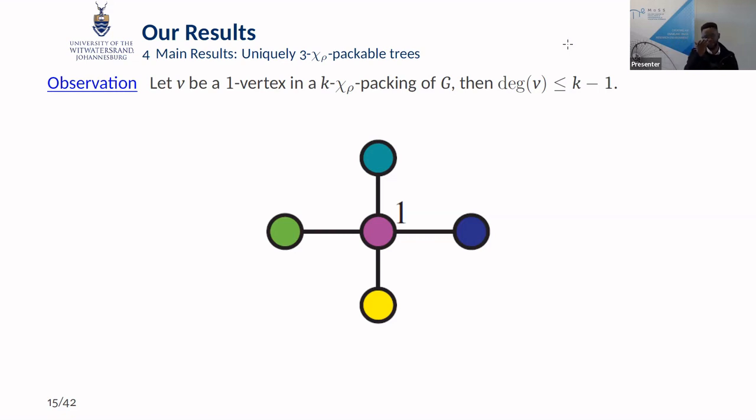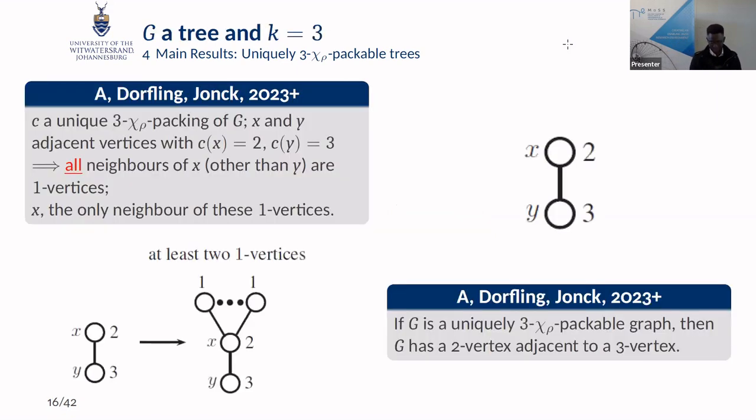For example, if you are coloring this one with 4 colors or 5 colors, then you see that that's what the degree will give you. So another observation of our result was to say, now we don't want to assume k equals 3.